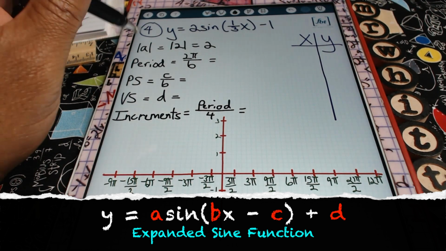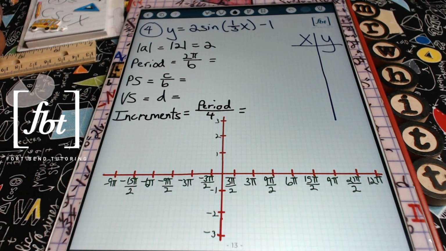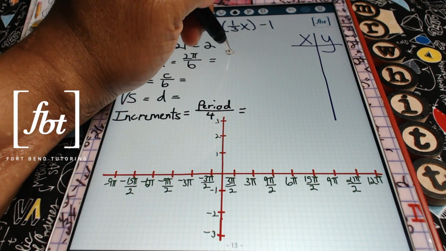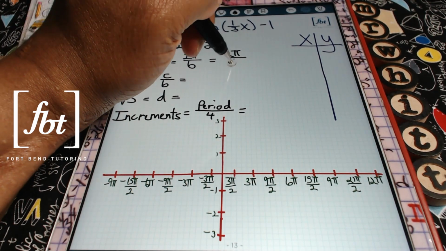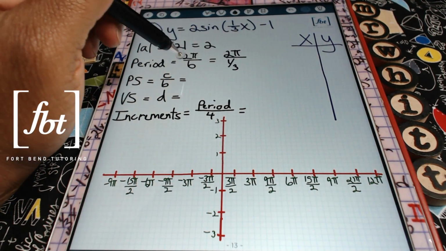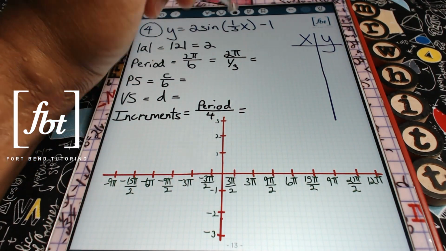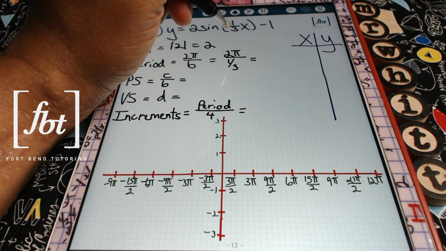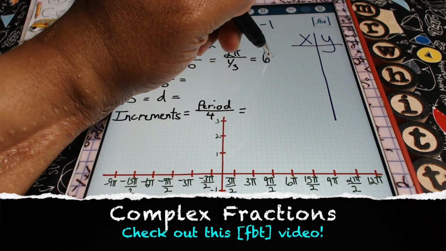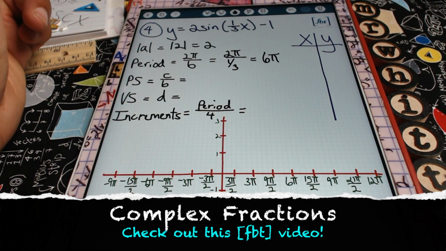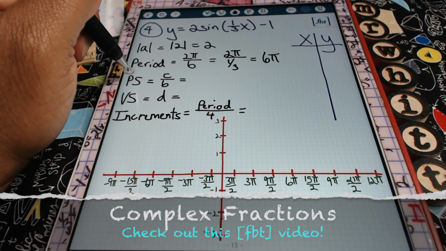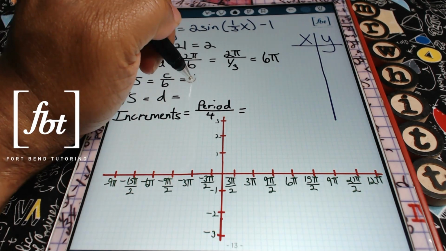Remember, that's going to be the absolute value of that a value of 2 here. Then your period is going to be 2 pi over 1/3 in this case because that's our b value. And simplifying that, 2 pi divided by 1/3 ends up being 2 pi times 3. So this is going to be 6 pi for our period. We don't have a c value, so our phase shift is going to be 0.